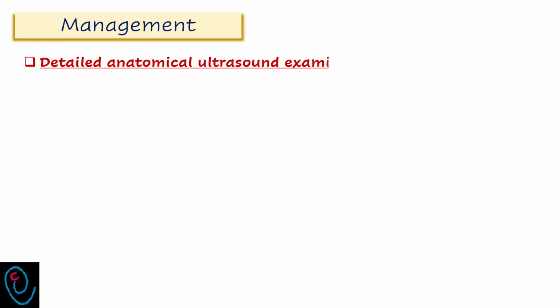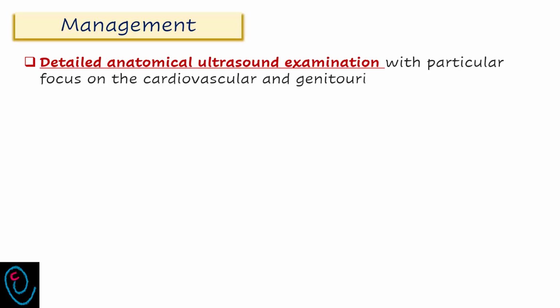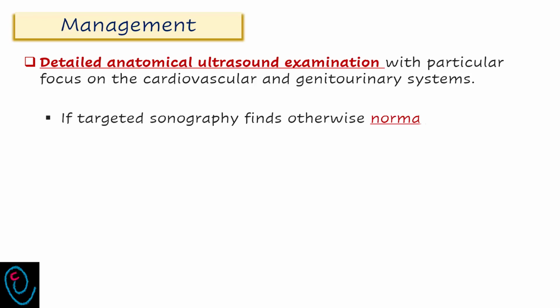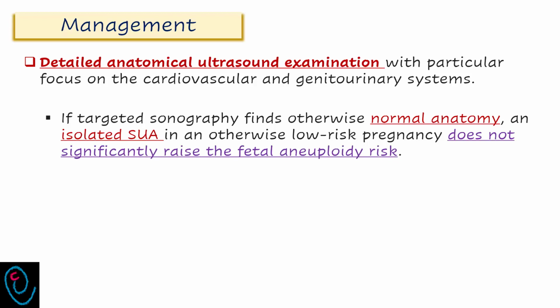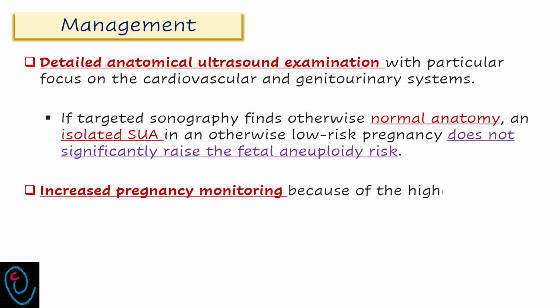The finding of a single umbilical artery is an indication for detailed anatomical ultrasound examination, with particular focus on the cardiovascular and the genitourinary system. If targeted sonography finds otherwise normal anatomy, this is called an isolated single umbilical artery, and it doesn't significantly raise the fetal aneuploidy risk. In addition, it is an indication for increased pregnancy monitoring because of the higher risk of IUGR.